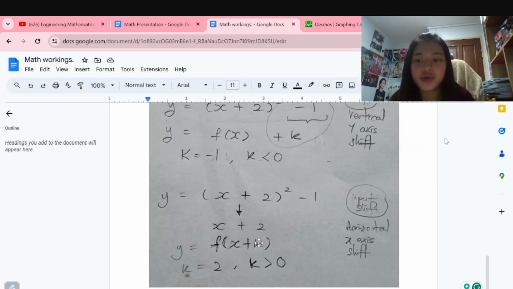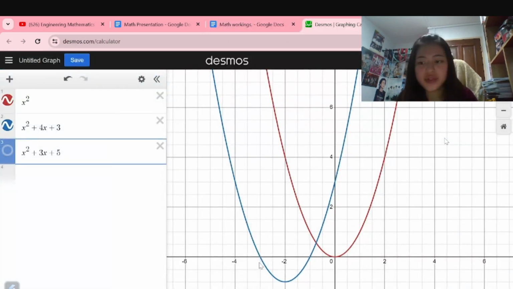Next, the horizontal shift is shown by the x inside of the function, x plus k, which is inside the bracket. To find this k, you have to focus on what is inside and ignore everything outside of it. For the horizontal shift, if k is more than 0, the graph will move left. And if k is less than 0, the graph will move right. In my case, my k for horizontal shift is 2. 2 is more than 0, so my graph will move left by 2 units.